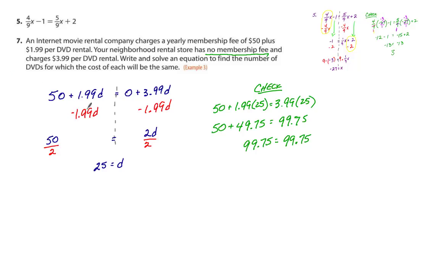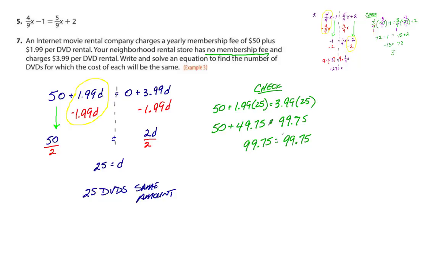Then I go through and I take away the $1.99 times D, or 1.99 D here. Do that on both sides. I end up with 50. This comes down. This wasn't touched. I end up with 50 equals 2D. Divide both sides by 2, I get 25 equals D. So if you rent 25 DVDs, you will pay the same amount, no matter where you rent your 25 DVDs from.